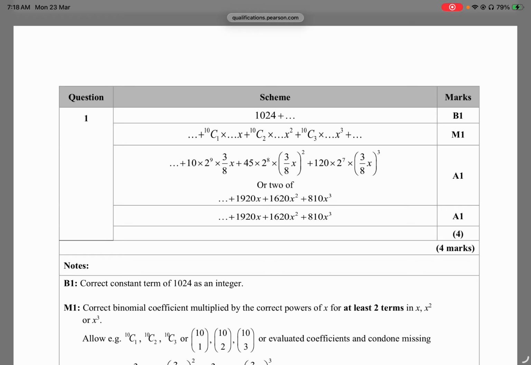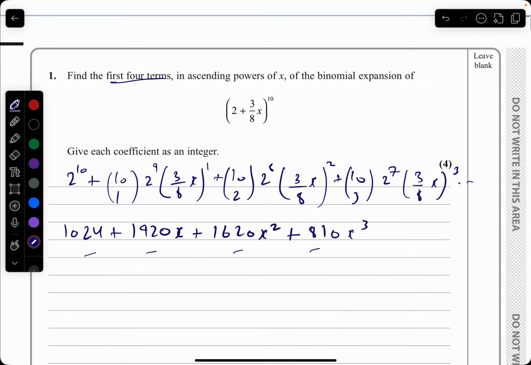Then the second mark is for using the formula correctly, the expansion, to find the coefficient. You get M1 for the method mark, and then A1 is for the answer if you have either of the two terms correct, meaning 1920x, 1620x squared, 810x cubed. Any two of them correct, you will get the third mark, and the last mark is for having all four terms correct. So we got all four of them correct, so we have scored 4 marks.